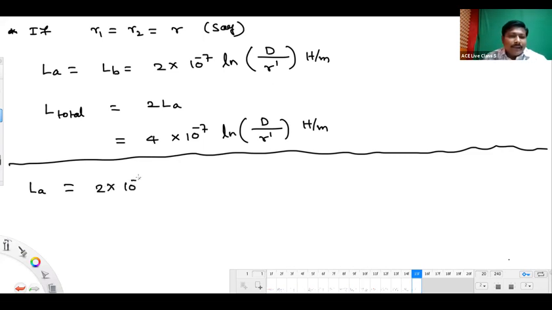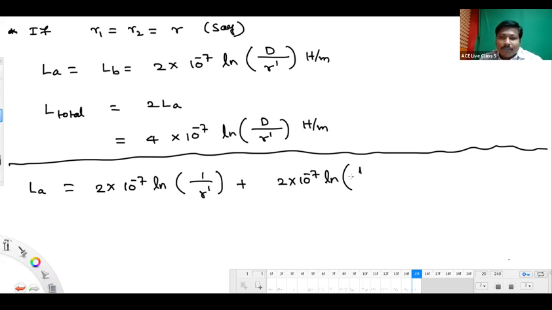2 into 10 power minus 7. The first term is ln of 1 by R dash. That's the first term. Second term: listen please, don't write, just listen. Plus 2 into 10 power minus 7 natural logarithm D. Rather than writing that as D, I will keep that as 1 by D in a standard notation, and here I will be showing that minus sign.